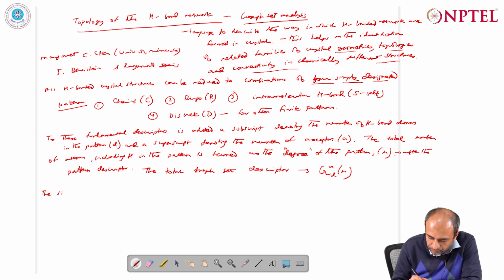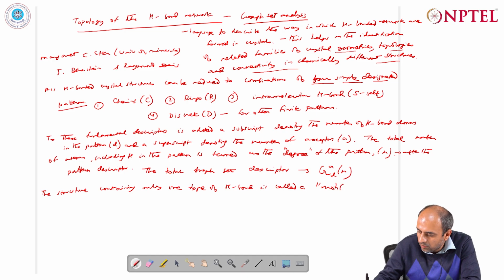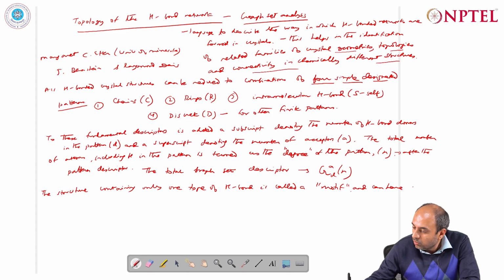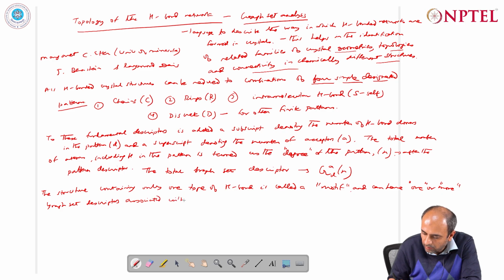The structure containing only one type of hydrogen bond is called a motif, and can have one or more graph set descriptors associated with it.